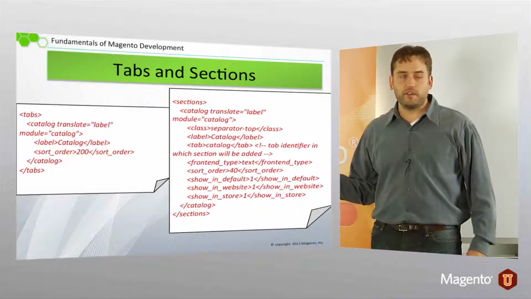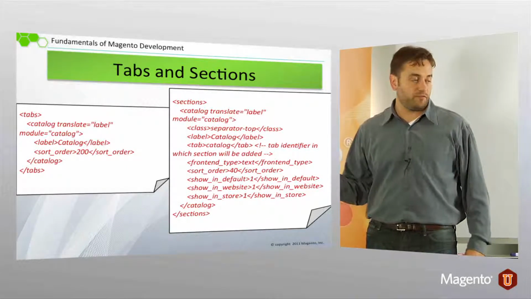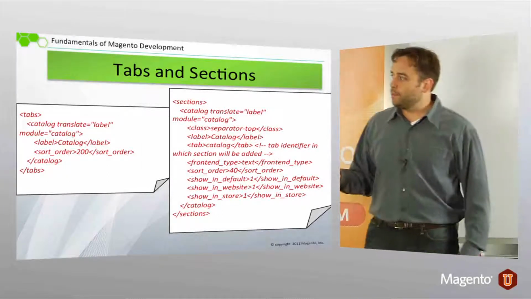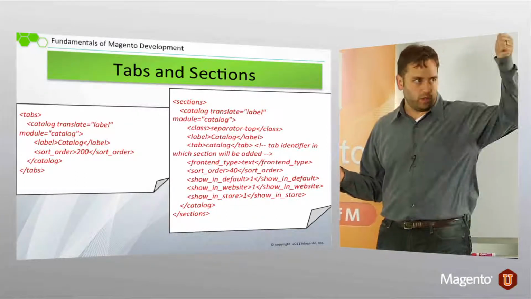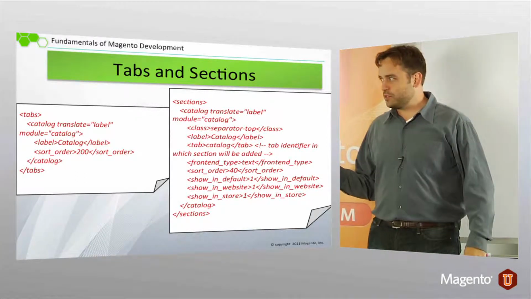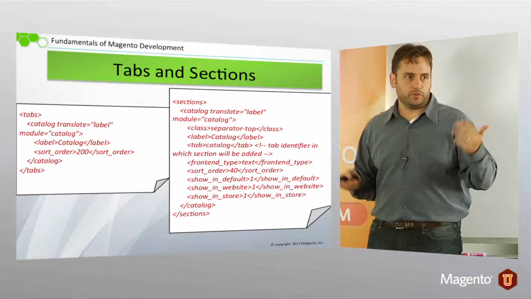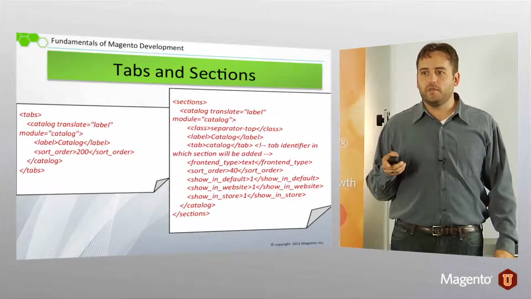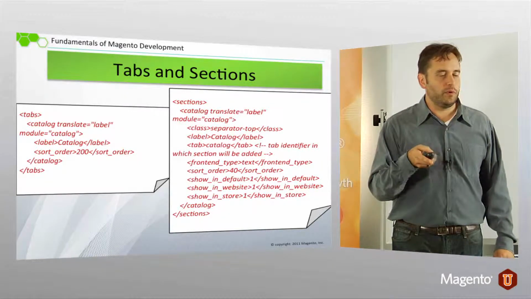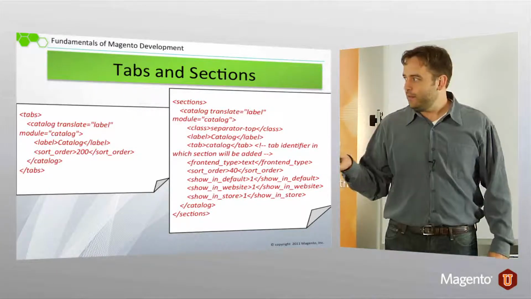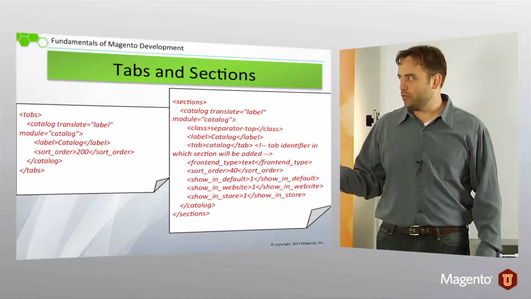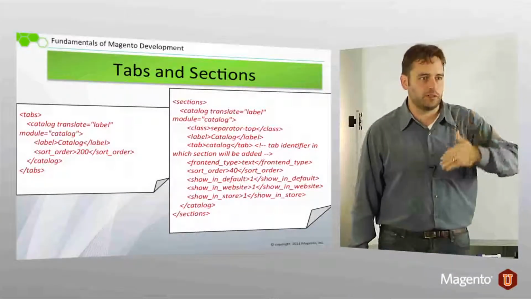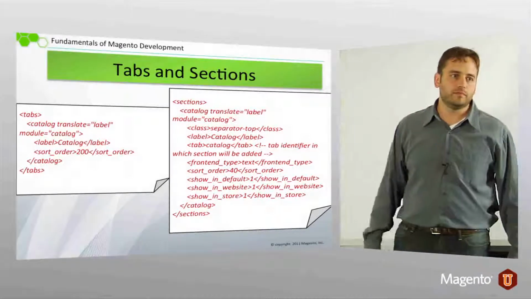If one of these isn't specified, it's determined to be false. So, show in default, that would be the global scope, show in website, and show in store. Your choice. Showing means enabling the functionality. For example, in the admin, when we want to enable path hints, that one is set show in default false. So that's why we have to change to a website or a store scope in order to show those.